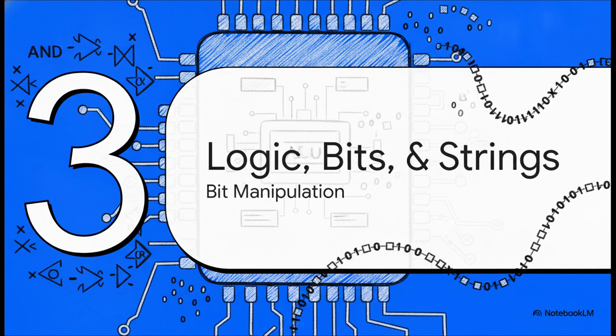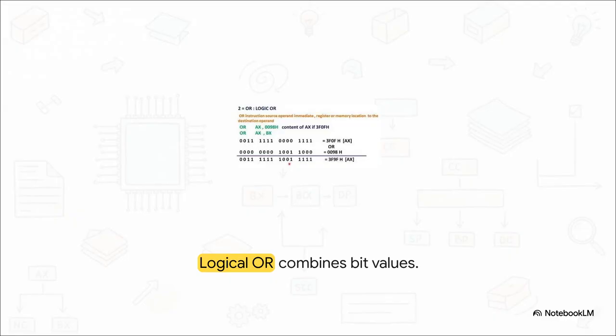Section 3. Logic, bits, and strings. Way down at the microscopic level, before we even do basic math, we often need to merge or filter raw binary data. That's where logical gates come in. Instructions like AND, OR, XOR, and NOT let the 8086 compare binary patterns bit by bit. Take the OR instruction, for example. If either the top bit or the bottom bit is a 1, boom, the resulting bit becomes a 1. It is just an incredibly fast, efficient way to mask or combine specific data points.